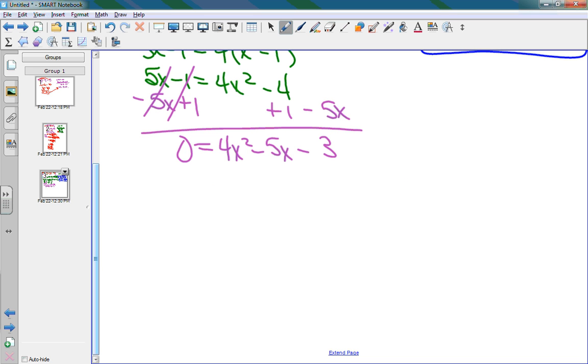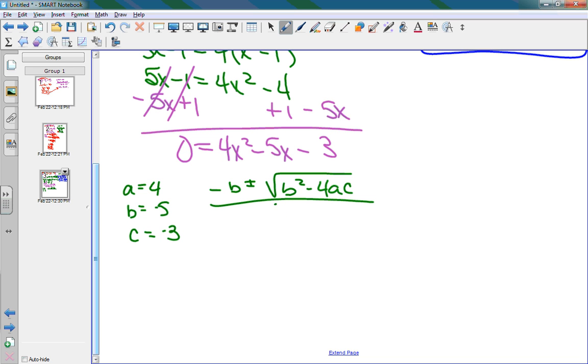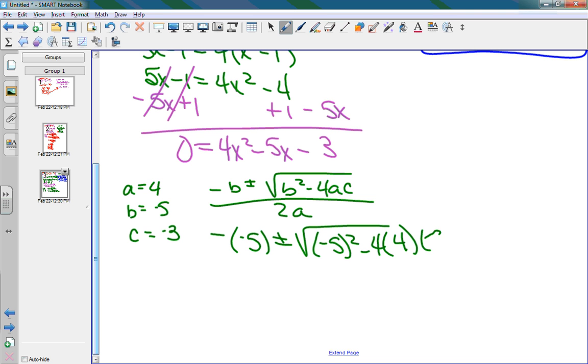X equals negative b plus or minus square root of b squared minus 4ac all over 2a. A is 4, B is negative 5, and C is negative 3. So negative b plus or minus the square root of b squared minus 4ac all over 2a. So I'm going to have a negative times negative 5 plus or minus the square root of negative 5 squared minus 4 times 4 times negative 3.